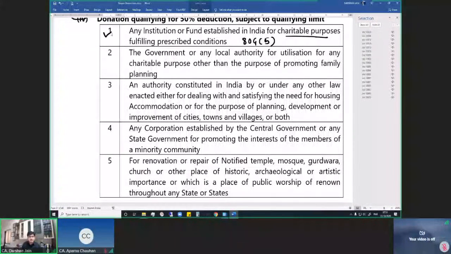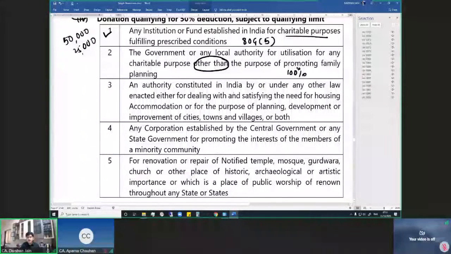So this is the most used fund. Most assessees pay to charitable trusts and charitable organizations which are approved under section 80G(5). What they could claim is only 50% deduction. So if you make a donation of 50,000 rupees, you could claim a maximum of 25,000 rupees, subject to 10% of your adjusted gross total income. Next, the government or local authority for utilization for any charitable purpose other than, it says, other than promoting family planning, because family planning is already covered by 100% deduction.